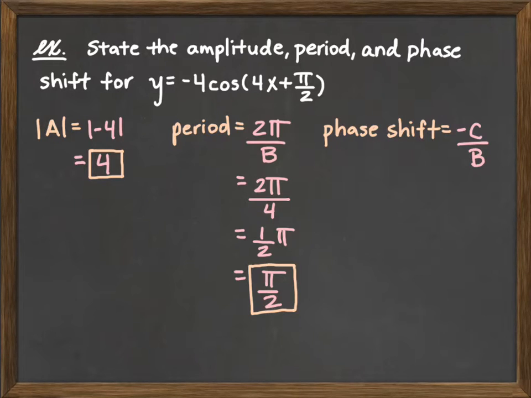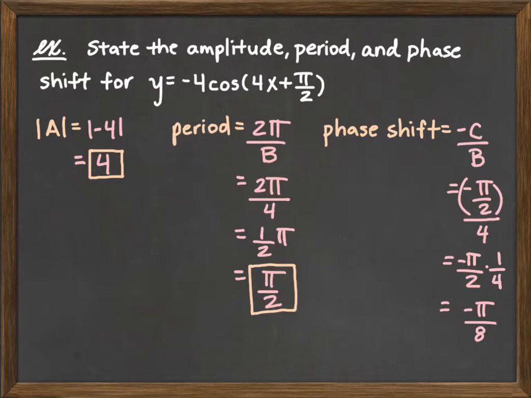So our c here is going to be pi over 2. And our b here is going to be 4. So to actually do this division, we're going to do -pi over 2, and we're going to think of 4 as 4 over 1, and we're going to multiply by the reciprocal, so times 1/4, and we're just going to get -pi over 8. So that's going to be our phase shift.